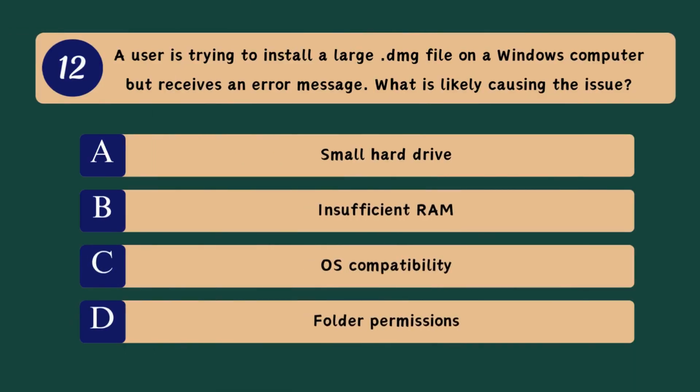Question 12. A user is trying to install a large .dmg file on a Windows computer but receives an error message. What is likely causing the issue? A. Small hard drive. B. Insufficient RAM. C. OS compatibility. D. Folder permissions. Correct answer. C. OS compatibility.